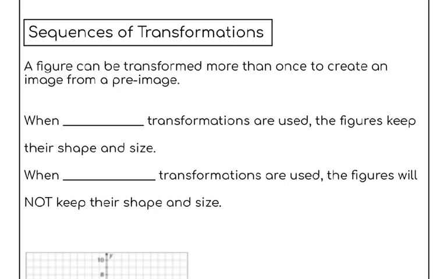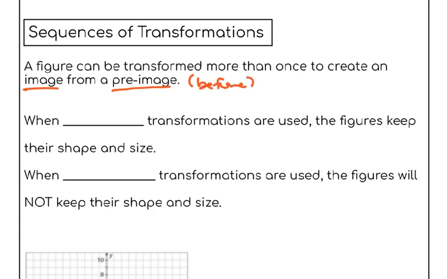So that means using multiple transformations, one after the other, to go from one pre-image to a new image. So that's what we're going to start talking about today, that a figure can be transformed more than once to create an image. Now remember that the image is like our final product, and the pre-image is the before.